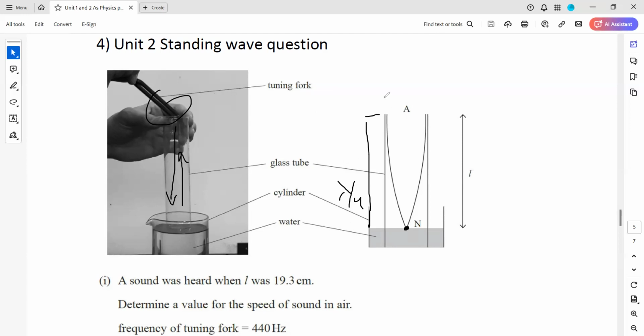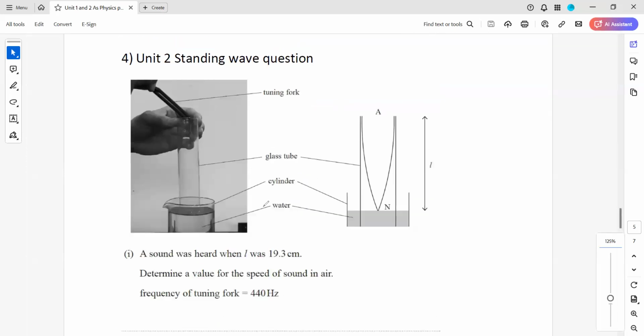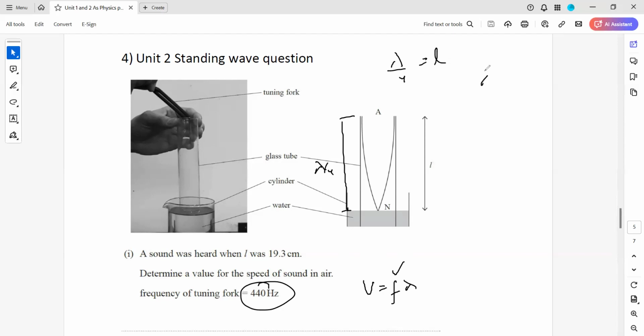We want to determine the speed. The question is to determine the speed of this standing wave of the air column. The speed is frequency times the wavelength. The frequency is given to us, and we need the wavelength. How do we work out the wavelength? The distance between the node and antinode is a quarter, so lambda by 4 is equal to L, or lambda is equal to 4L.